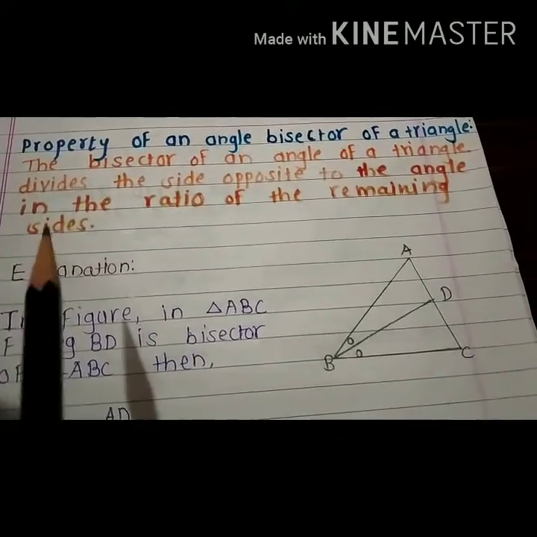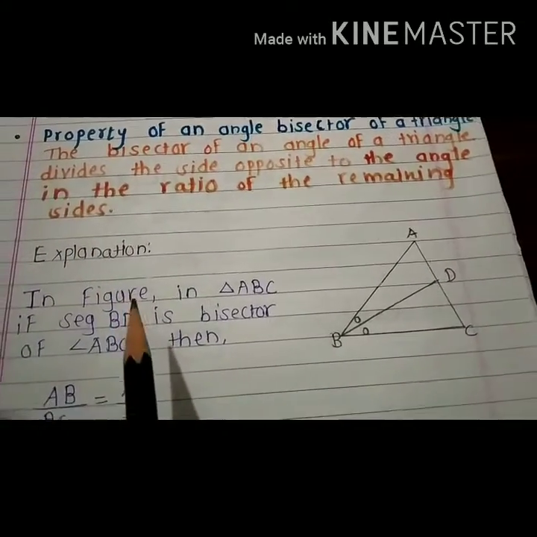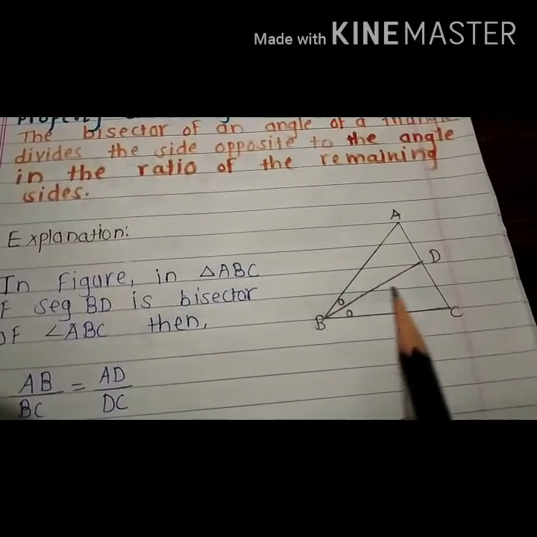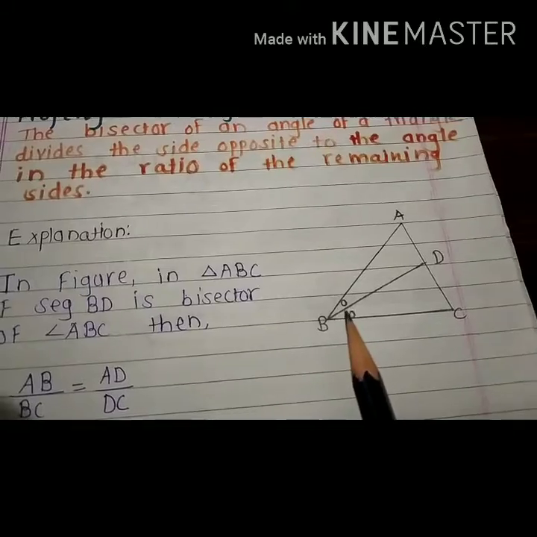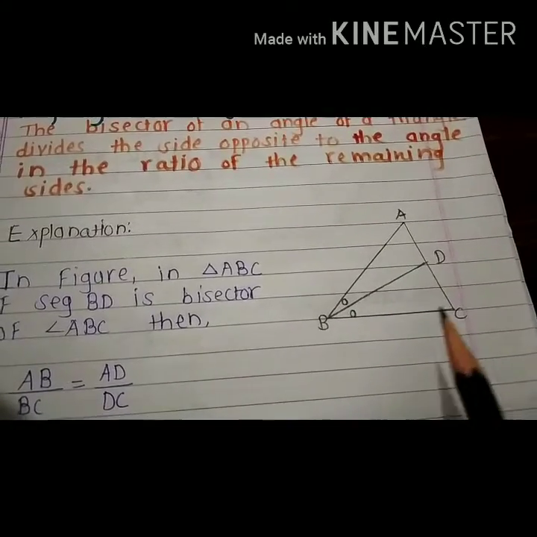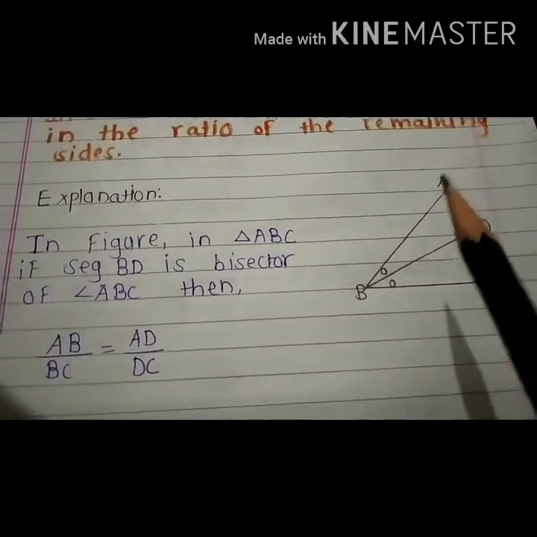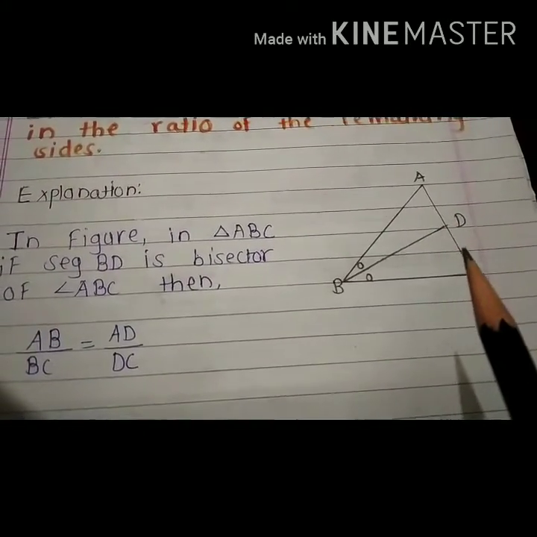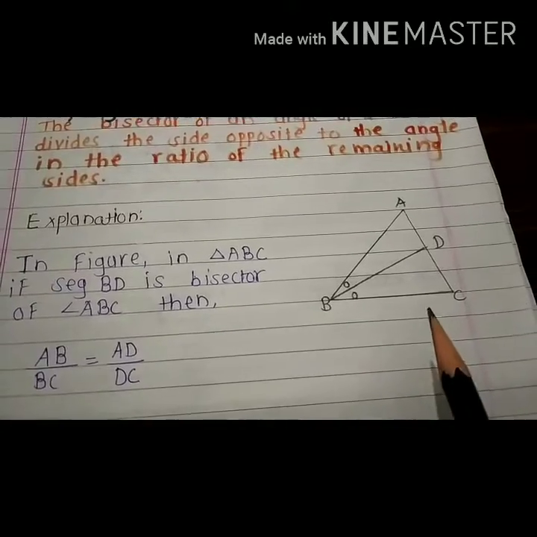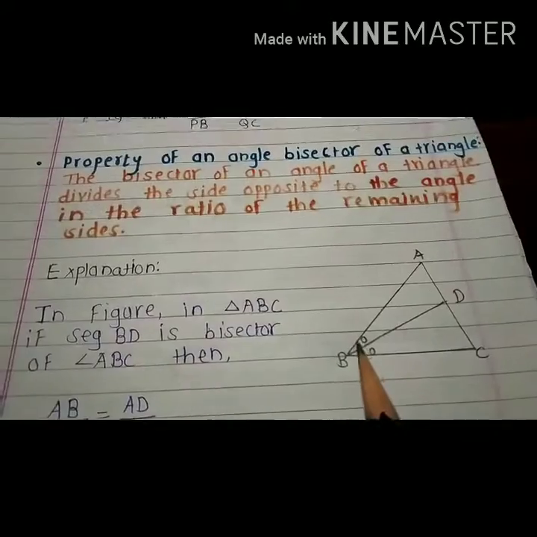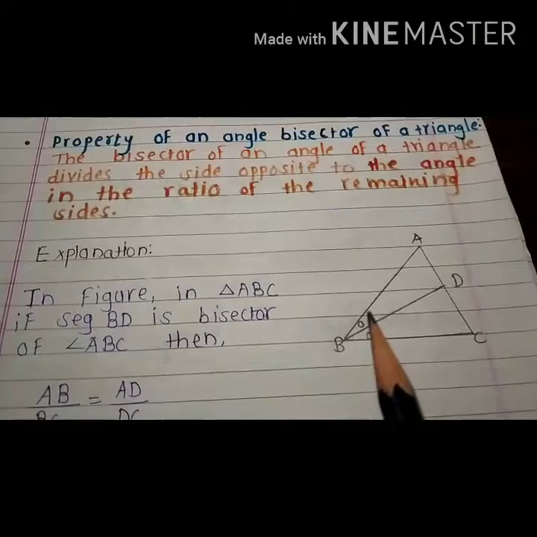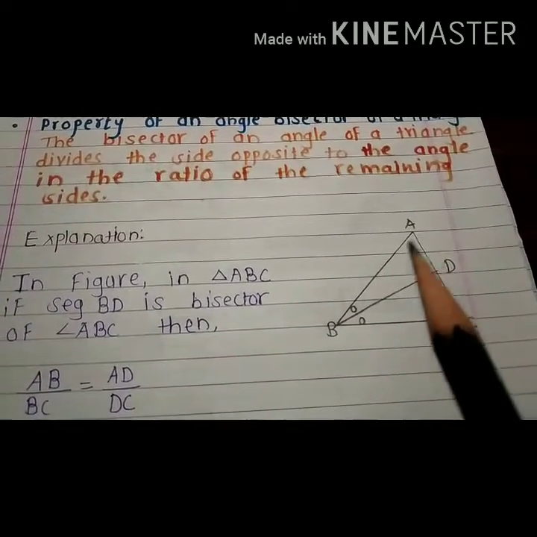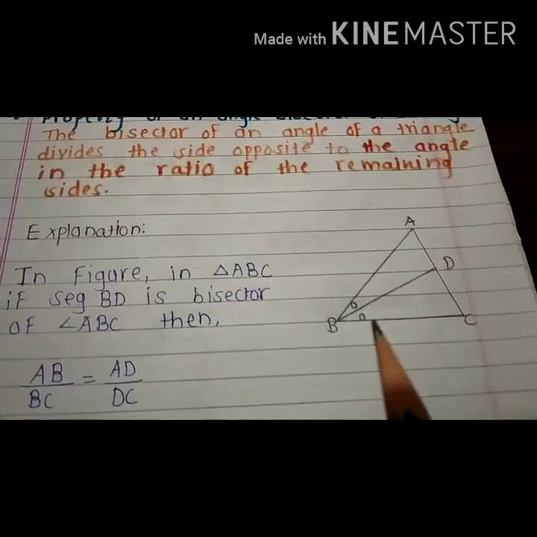of remaining sides. Here in triangle ABC, segment BD is the bisector of angle ABC, then AB upon BC is equal to AD upon DC. The condition required to apply the property of an angle bisector is that segment BD is the bisector of angle ABC.